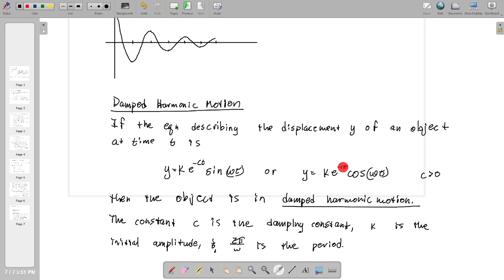Now, if we let c equal 0, then we get exactly simple harmonic motion. So that could be a way that you remember it: if c is 0, you have simple harmonic motion, which means that the larger the c value is, the faster the harmonic motion will damp.